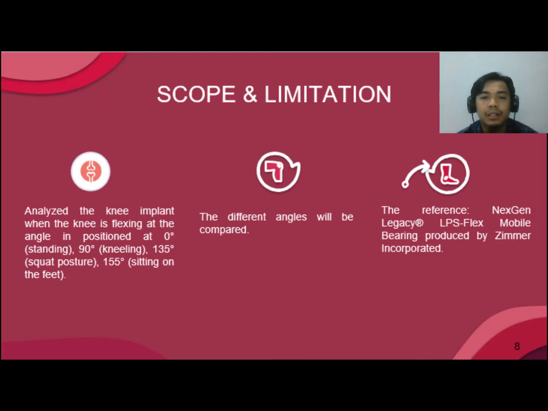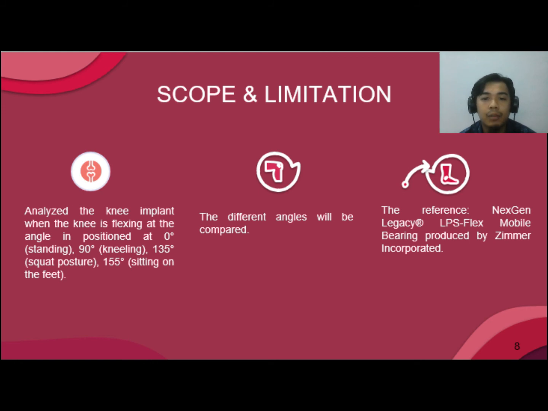Scope and limitation. In this project, the knee implant is analyzed when the knee is flexing. Flexion of the knee is when the angle between the tibia and femoral decreases. It is assessed using finite element analysis at the angle positions of 0 degrees, standing, 90 degrees, kneeling, 135 degrees, squat, and lastly 155 degrees, sitting on the feet.